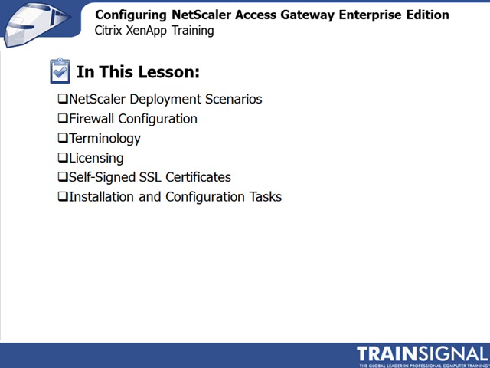So what are we going to cover in this lesson? We're going to talk about the different NetScaler deployment scenarios. Now, obviously, we're not going to do all of the deployment scenarios that are available, but I'm going to list them out. I'm going to show you some of the basic network deployment scenarios for a NetScaler. We're going to talk about some of the firewall configurations and considerations. So what ports do you need to open? How many IP addresses? How many interfaces? So on and so forth.